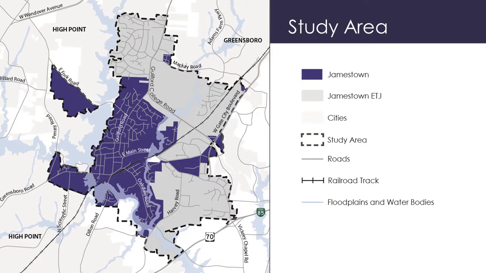To begin the presentation, first let's orient ourselves to the study area. In dark blue on the map is the town limits of the town of Jamestown. The gray area, outlined with a dashed line, is the town's extraterritorial jurisdiction. This is the study area for the Envision Jamestown Comprehensive Plan.